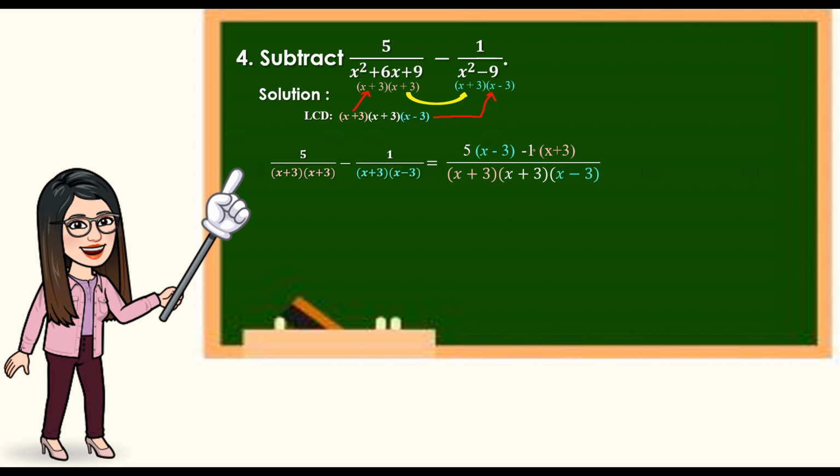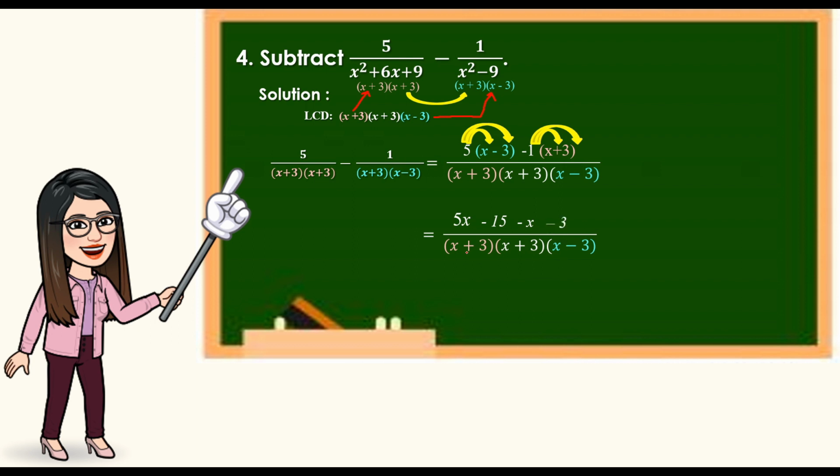Okay, so I have here 1 here, but we can also remove 1 here, and we'll just write negative here. Okay, so let us continue. Let's proceed by simplifying. 5 times x is 5x. 5 times negative 3 is negative 15. Okay, next, let's proceed. Negative 1 times x is negative x. Negative 1 times 3 is negative 3.